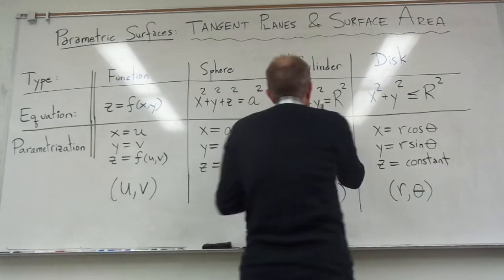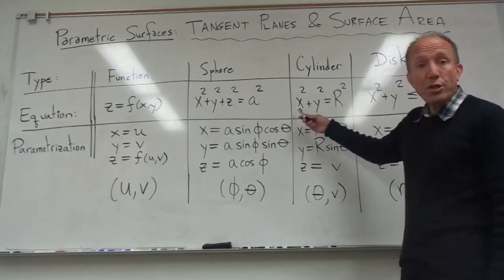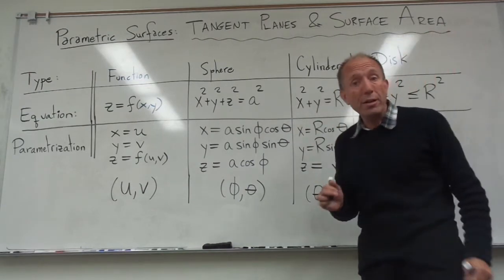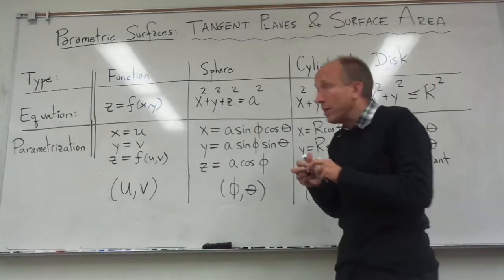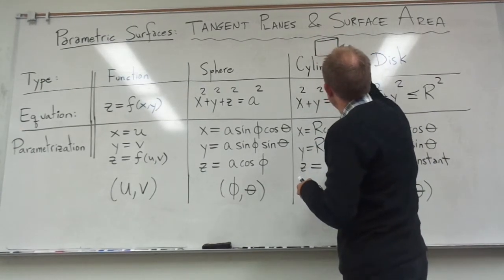Well, let's imagine that we have a cylinder that's centered along the z-axis here. The equation of that would just be x squared plus y squared equals the radius squared. And this is talking about the side of the cylinder. I'm going to draw a very small example of that here.